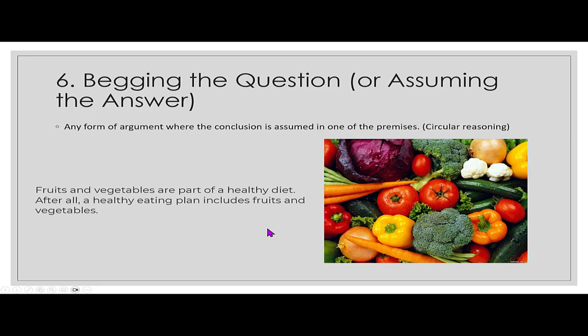So anytime you have a form of argument where the conclusion is assumed in one of the premises, you have this kind of begging the question. This is circular reasoning. So here's an example. Fruits and vegetables are part of a healthy diet. After all, a healthy eating plan includes fruits and vegetables.